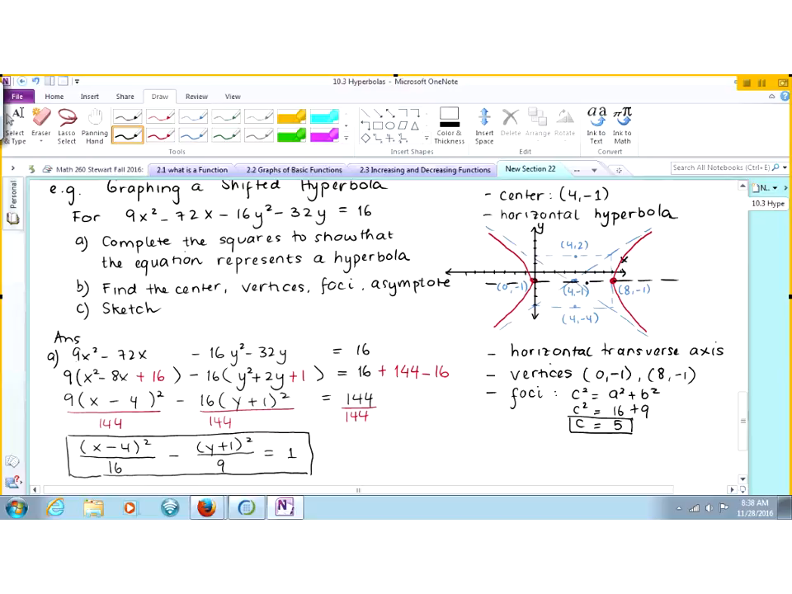Okay. So we start where? At the center, and then how many units do we go to left and right? 5. Yes. So this is your foci. So 5. And then this is 4, right? So one more.